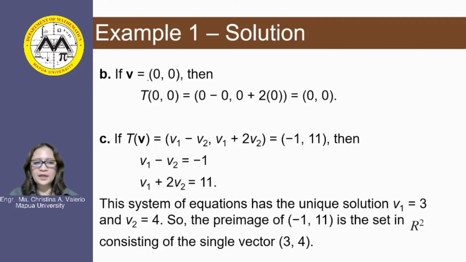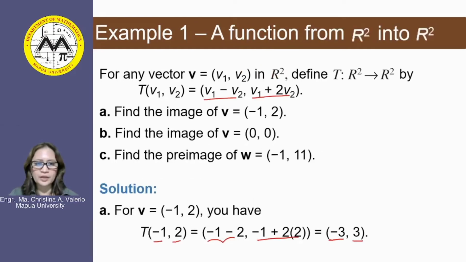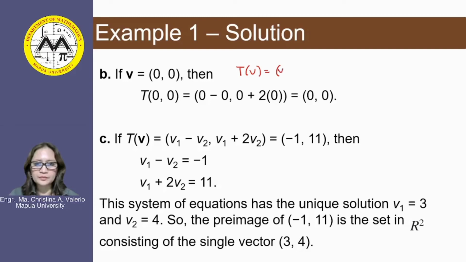Letter B. If v has components 0 and 0, find the image of v under T. So again, we will have the transformation of the vector v being equal to v sub 1 minus v sub 2 and the second component being v sub 1 plus 2 v sub 2. And it's clear that 0 minus 0 is 0, and then we still have 0 plus 2 times 0 is still 0.